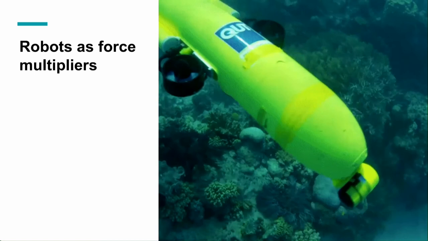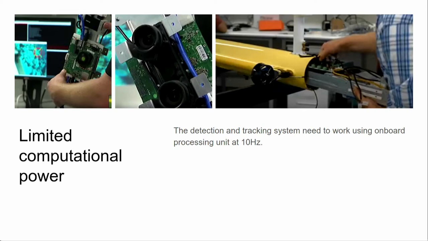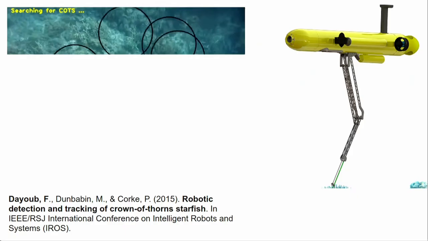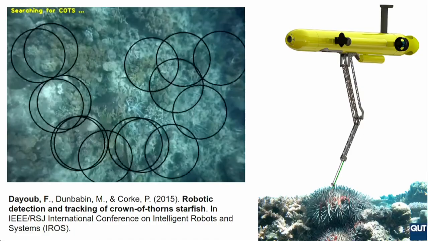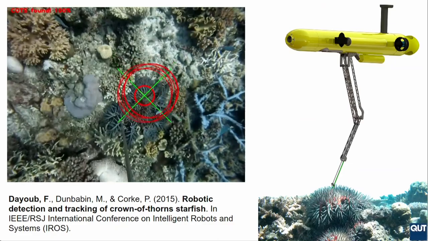So I did this in 2015. All the processing power had to be inside the tube, the yellow tube, on that board, and it needed to be deep learning because the classic methods didn't work. I was resistant at the beginning, since not everything is deep learning, but at the end of the day, this is what worked, and it did the job. It had to work at 10 hertz. This is on my machine, just running the algorithm, searching for the COTS, and it will find them, and the robot can do the injection afterwards.